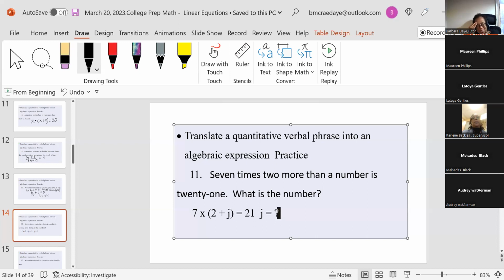No. It's 3. I said 3. It wasn't 3. Okay, it's 1 then. It's 1. Thank you. Because 7 times 3 is 21, that's the only thing. I don't know how to make it 2 plus 1 is 3. J is equal to 1.